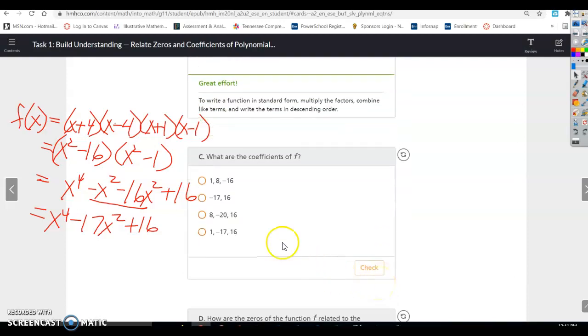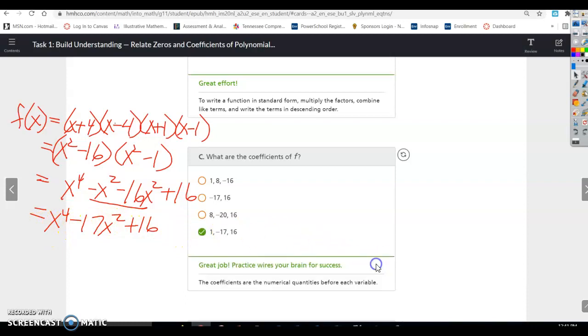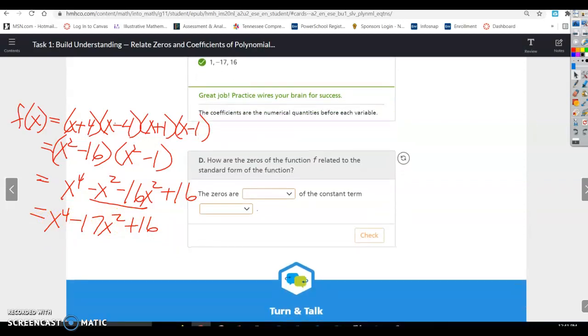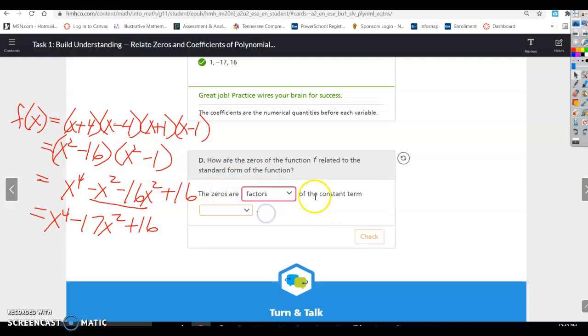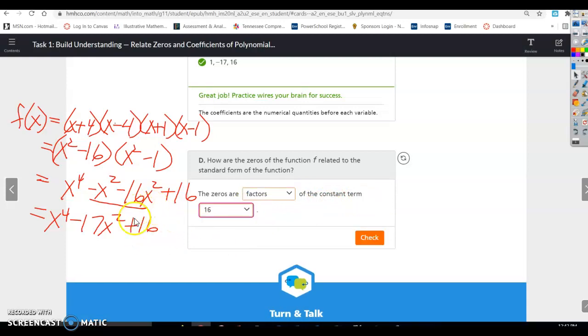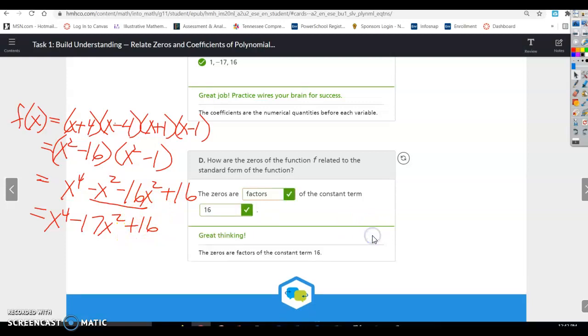And then it says, what are the coefficients of f? The coefficients are the terms in front of the variable. So you've got 1, negative 17. And remember, they said you could put x to the 0 power here. So it's 1, negative 17, and 16. All right, it says, how are the zeros of the function f related to the standard form of the function? So the zeros are factors of the constant term 16. Remember, 16 is your constant term here.